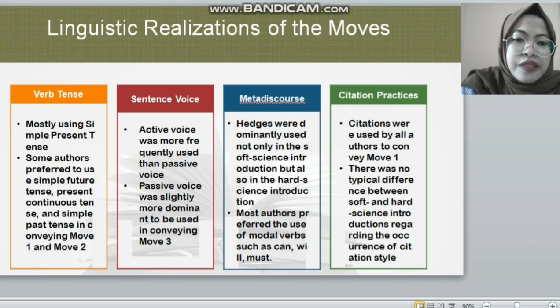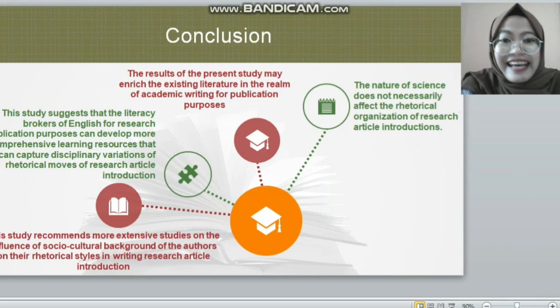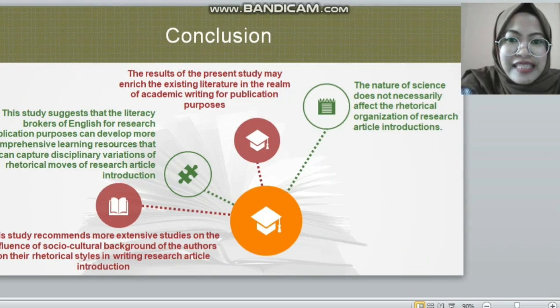And then for the meta-discourse, hedges were also dominantly used. And most authors preferred the use of modal verbs such as can, will, and must. And for the citation practices, citations were used by all authors to convey move 1, mostly in move 1. And there is no typical difference between soft and hard science introductions regarding the occurrence of the citation style.